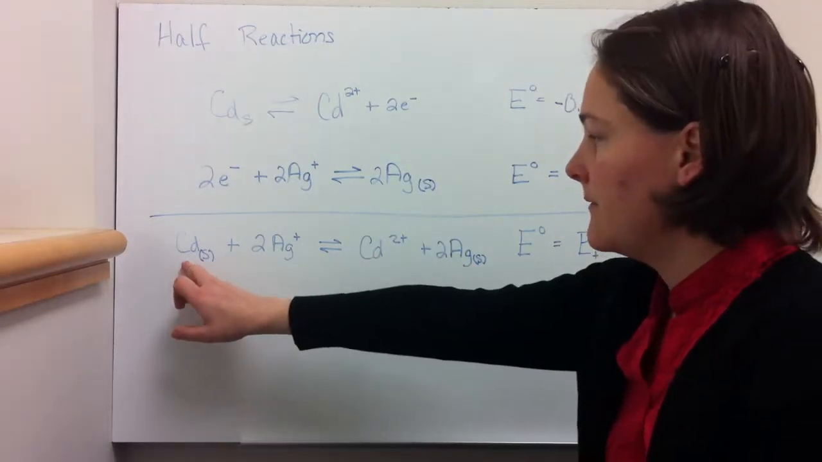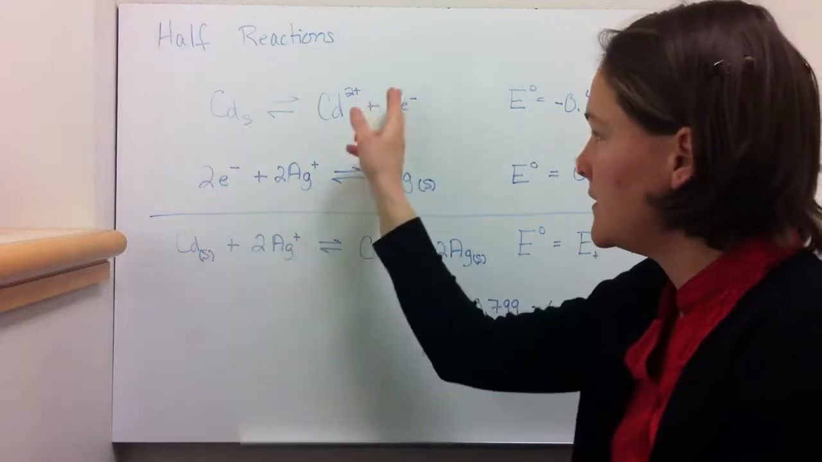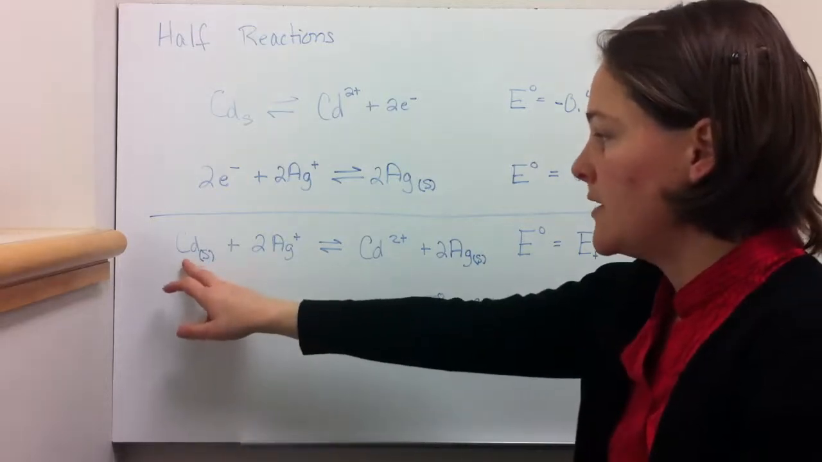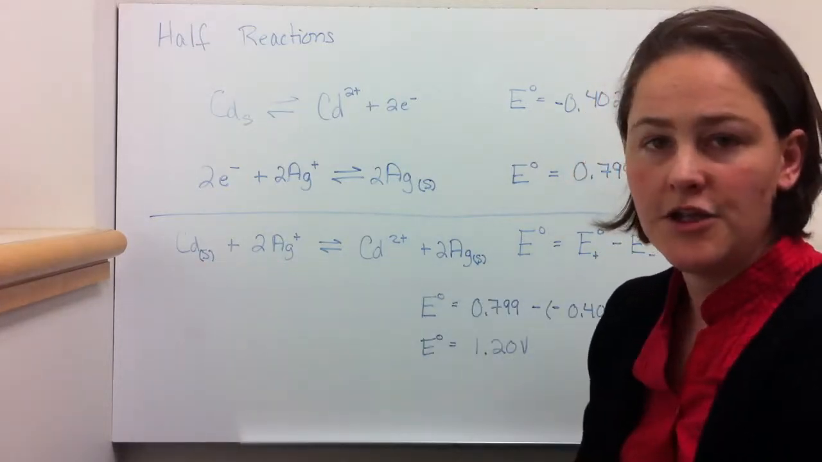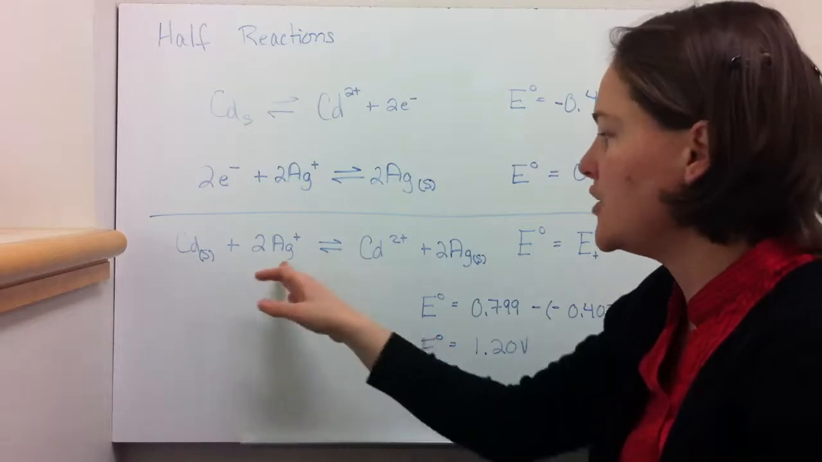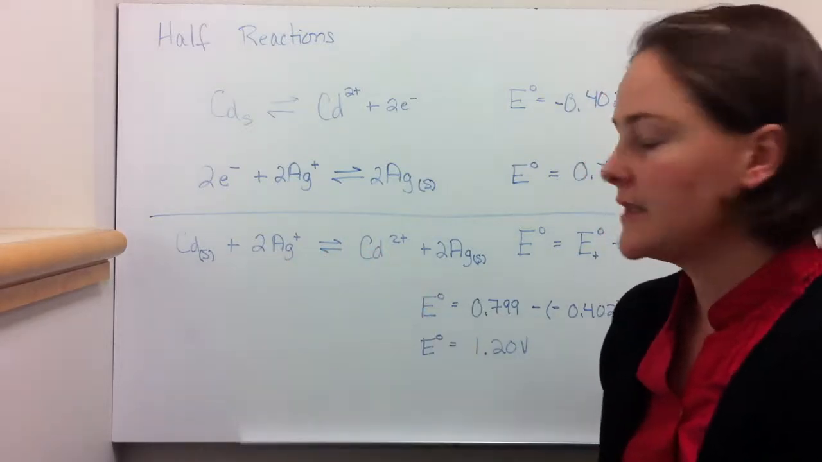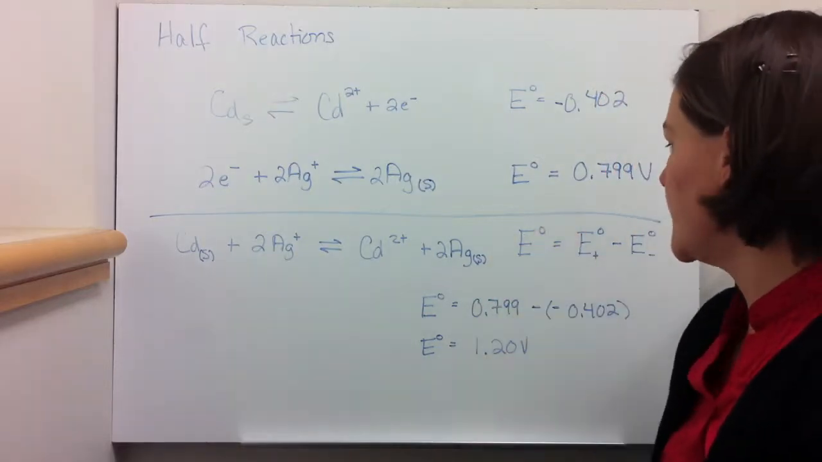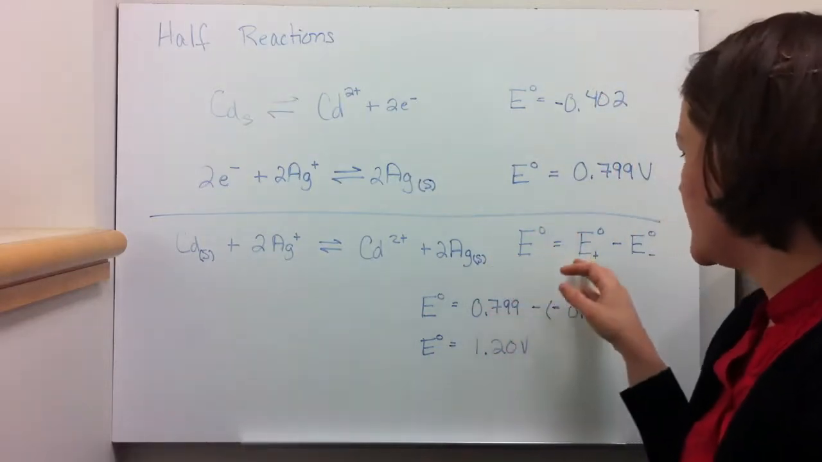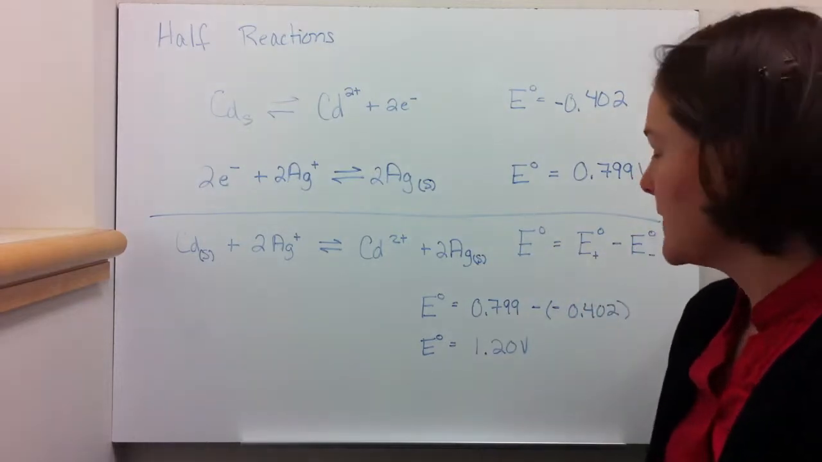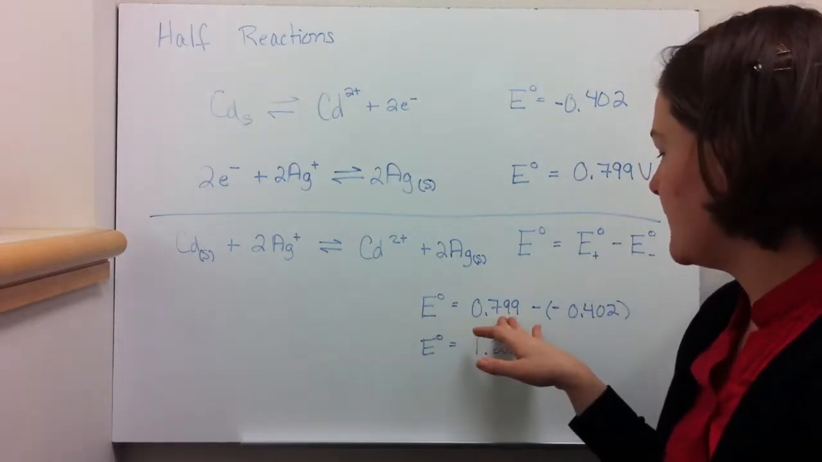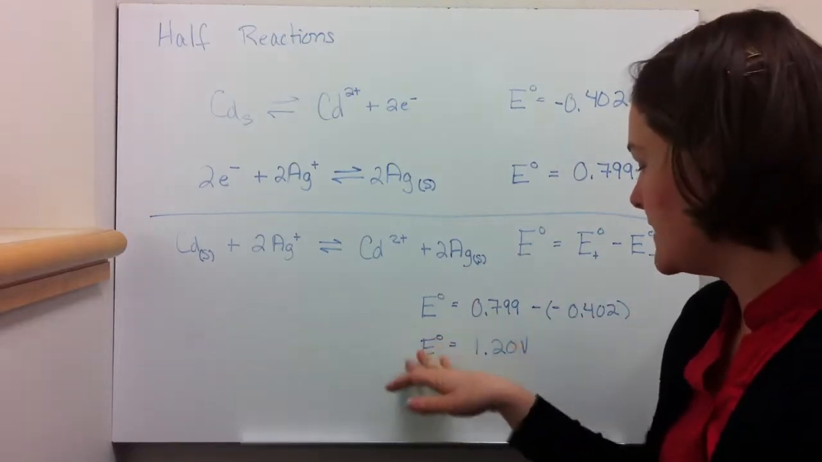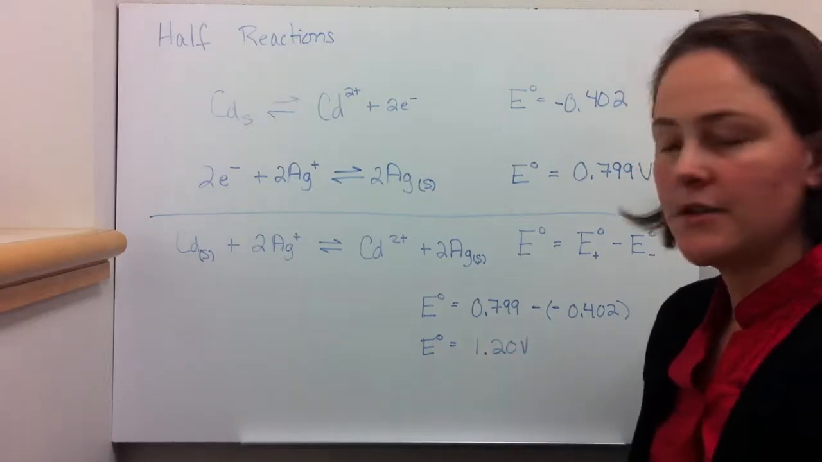Then you can add these together, and you have to do that with the same number of electrons in each, so you cancel your electrons. So you have cadmium solid plus 2 Ag+ in solution goes to cadmium 2+ plus 2 solid silvers. And you can calculate your E0 for that. It's E0 equals E0 positive minus E0 negative. So E0 equals 0.799 minus a negative 0.402. So you get an E0 total of 1.20 volts.